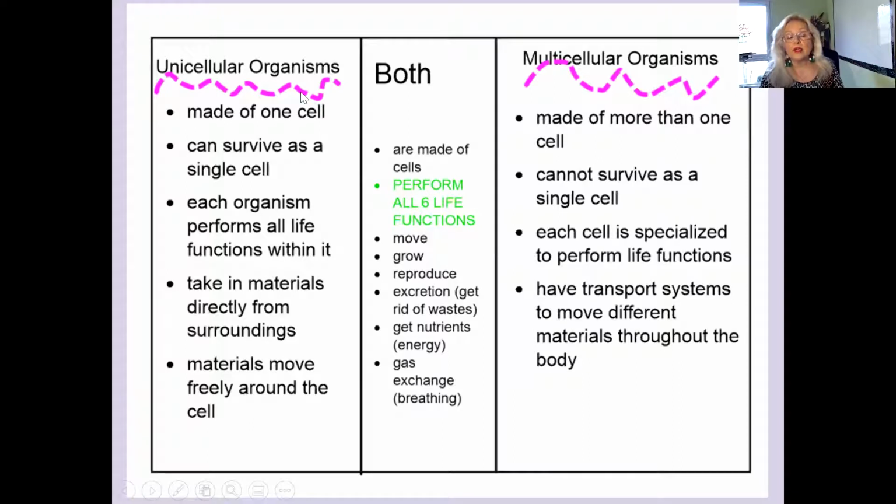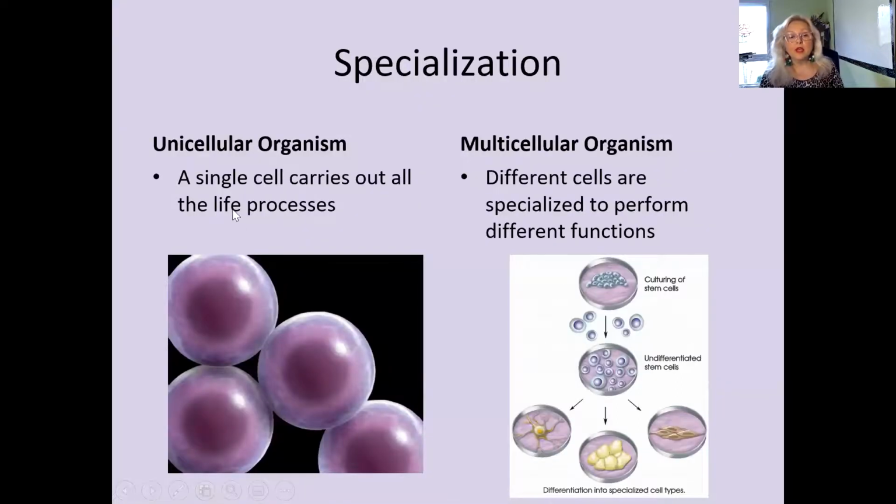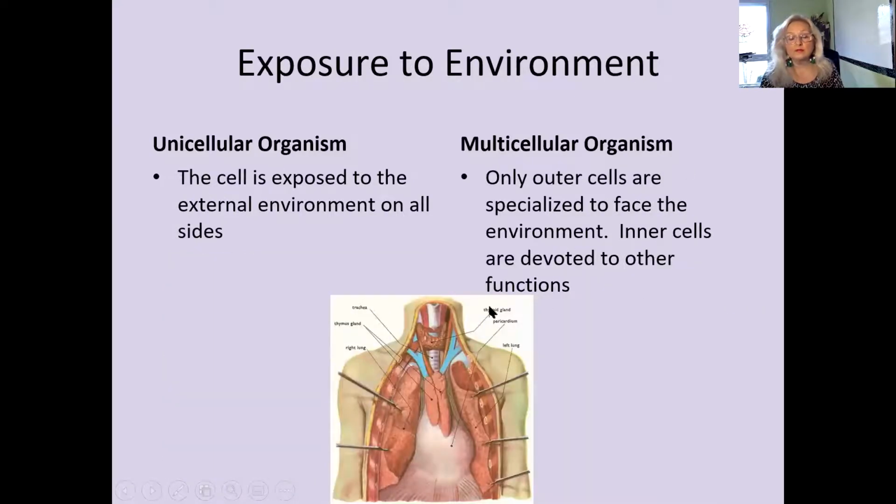Now both are made up of cells, and both perform all 6 life functions. They move, they grow, they excrete, they get nutrients, they exchange gas. A single cell in a unicellular organism carries out all the life processes. Here we have different cells. You see how different they are, they even look different depending on what job they're doing. That's a multicellular organism. You can see we are obviously multicellular organisms.